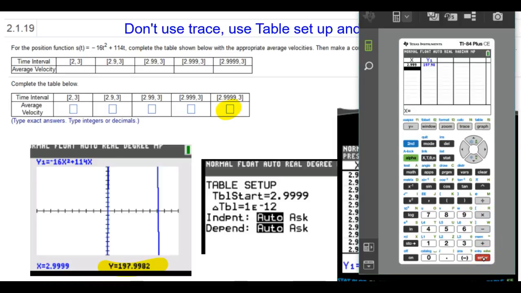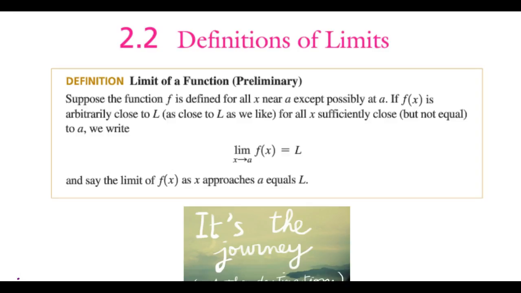So if x is 2.999, then the y value is around 197.98. Now be careful, if I add one more 9, four nines, it looks like it's at 198, but I would encourage you to highlight the y value to find out that it's really not. The calculator's rounding that. So read from below, the 197.998, to be accurate and get correct answers on MyMathLab.